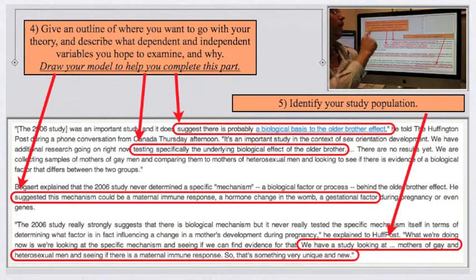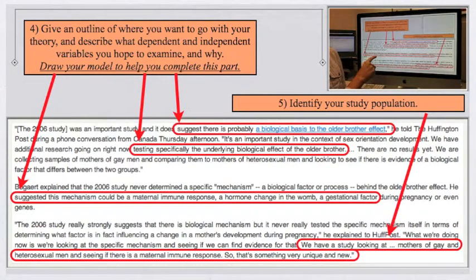Point number 4, give an outline of where you want to go with your theory and describe what dependent and independent variables you hope to examine and why. Draw your model to help you complete this part. This is where you go into, does X correlate with Y somehow? Your independent variable and your dependent variable. So here this researcher suggests that there is probably a biological basis to the older brother effect. So he's got the hypothesis, and he's identified what his dependent variable is. Testing specifically the underlying biological effect of the older brother. He told you what his independent variable is going to be. How many older brothers do they have?